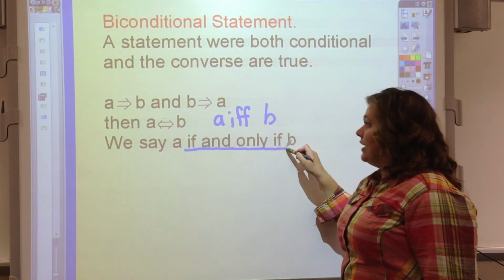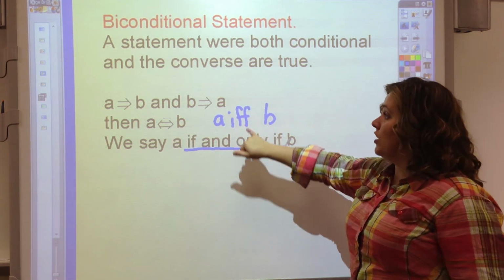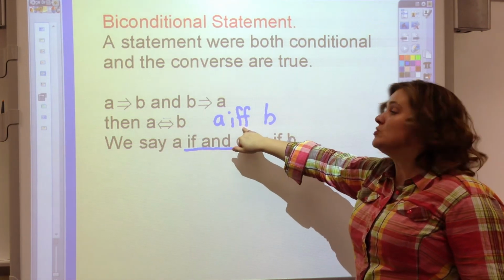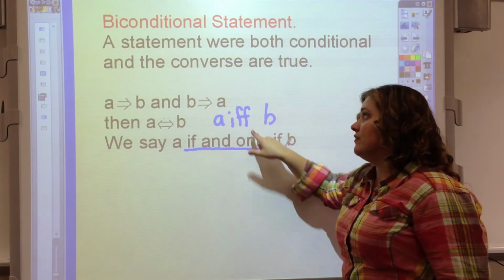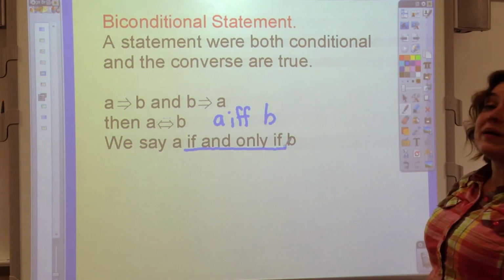For example, another way of writing A biconditional B is A if and only if B. Now, if and only if, evidently it's too long for some people to write, so a lot of times we use IFF. That means A if and only if B, if you see IFF. Or we might call it iff.